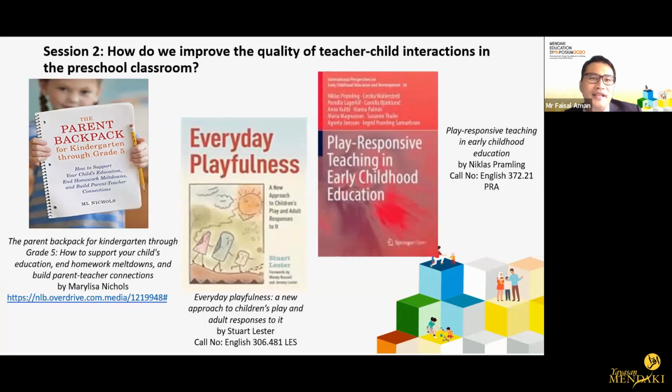And the last book is The Parent Backpack for Kindergarten through Grade 5. Of course, this is for our parents. So different titles for different groups or segments. And you'll be happy to note that the last book, The Parent Backpack, is available as an ebook. So you can just go to the NLB website and download it.